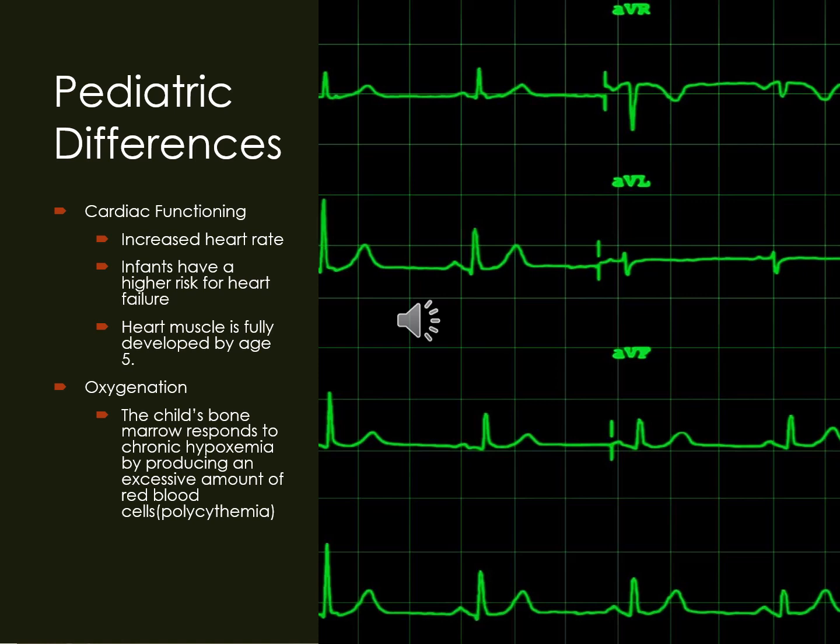And then keep in mind that bone marrow responds to chronic hypoxemia by producing more red blood cells to increase the amount of hemoglobin available for oxygenation. So for a child with a cyanotic heart defect, the hematocrit is going to be about 50% or higher. So do you guys remember what that's called? Polycythemia.